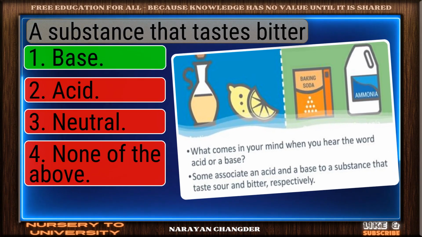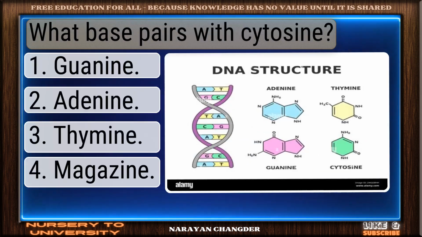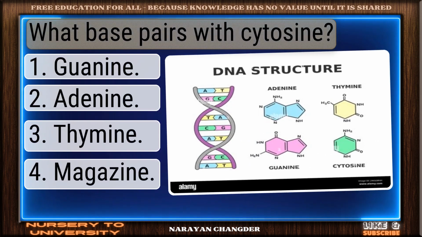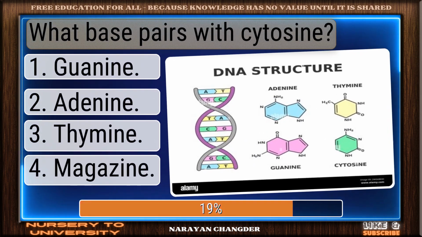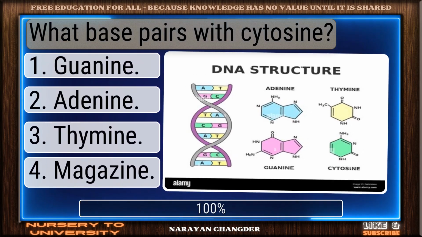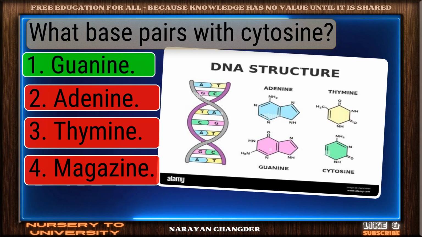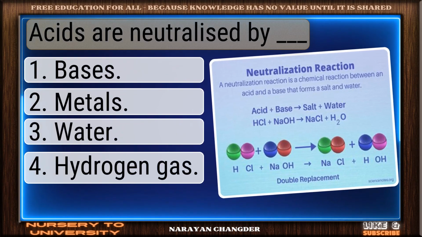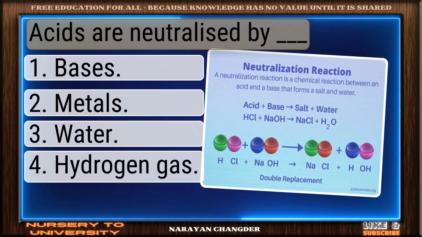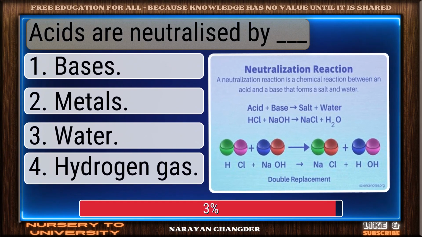You got it. Your choice, base, is right. Question number 157. What base pairs with cytosine? Great job. Guanine is the accurate answer. Question number 158. Acids are neutralized by dash.